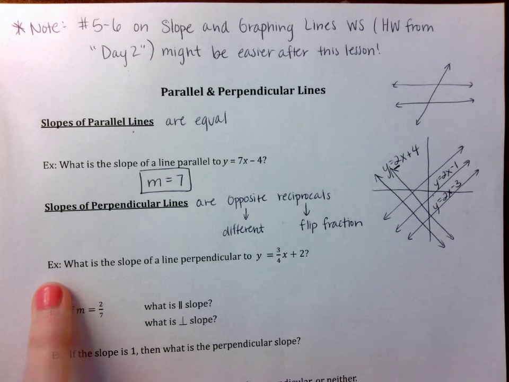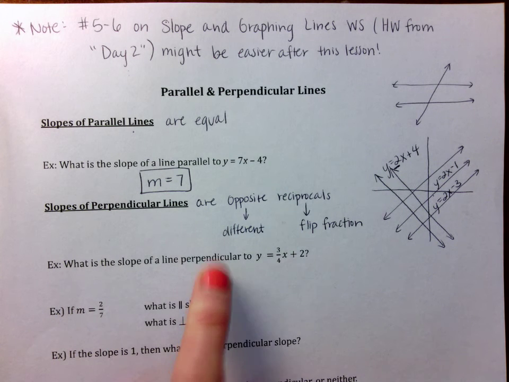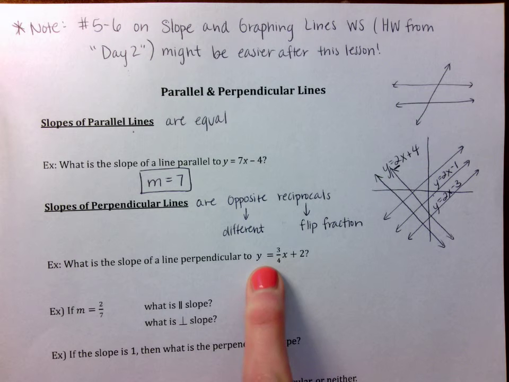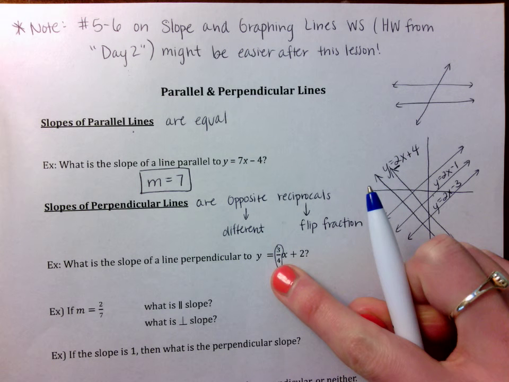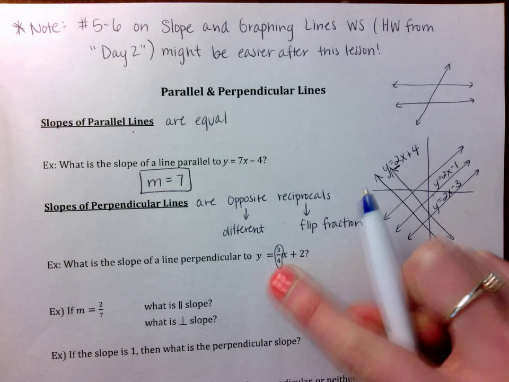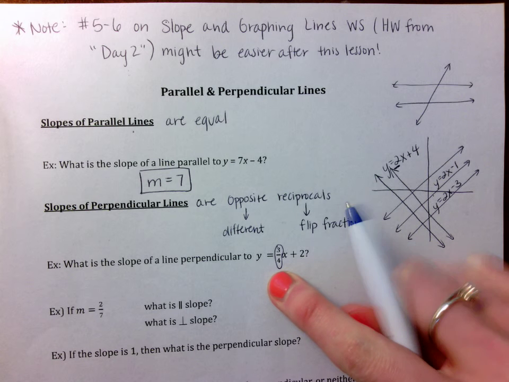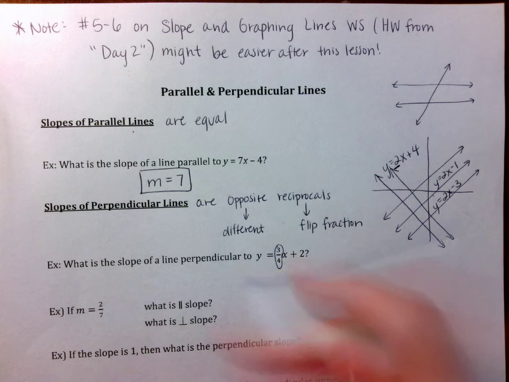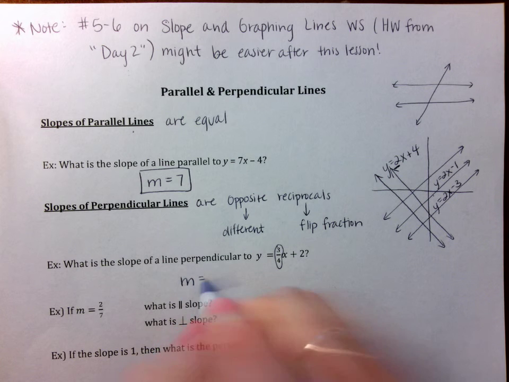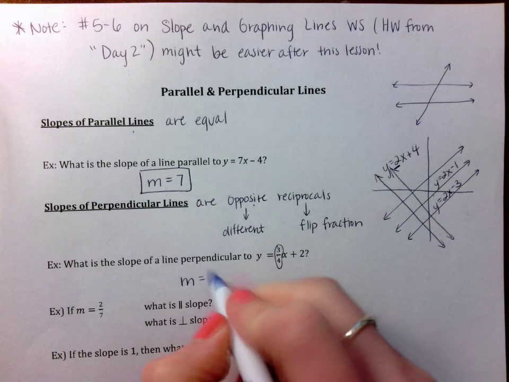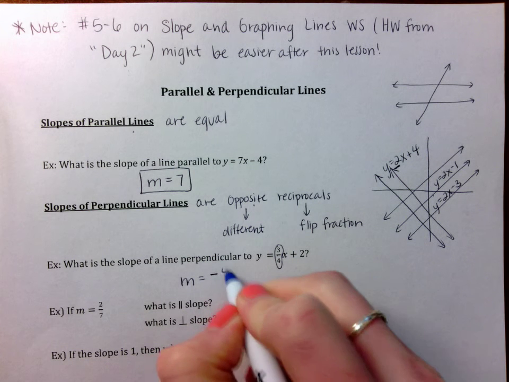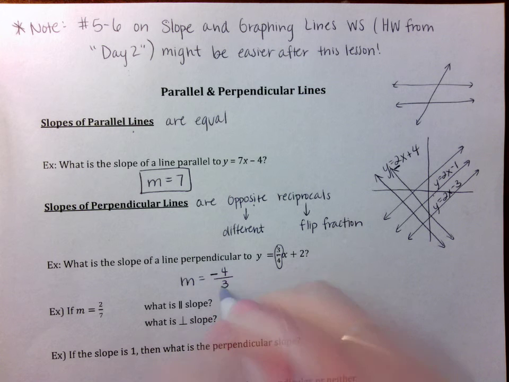So for example, what is the slope of a line perpendicular to the line y equals 3/4 x plus 2? Well, the slope of this line is 3/4. So if we wanted to make one parallel to this line, it would also be 3/4. But if we want a perpendicular slope, the slope that's perpendicular would be opposite in sign. That's the opposite part of the reciprocal. So it would be negative. And then we'd also flip the fraction, so it would be negative 4/3.